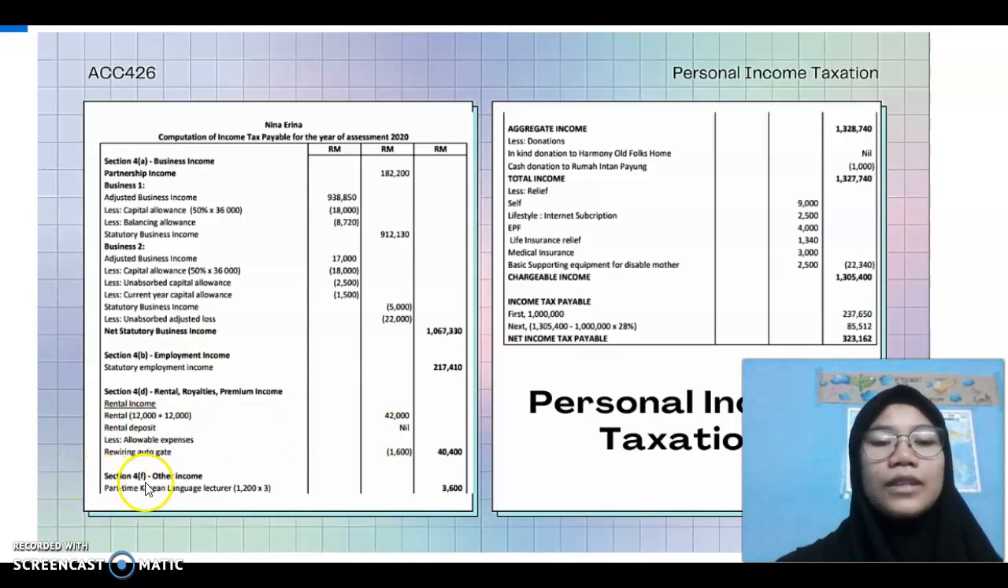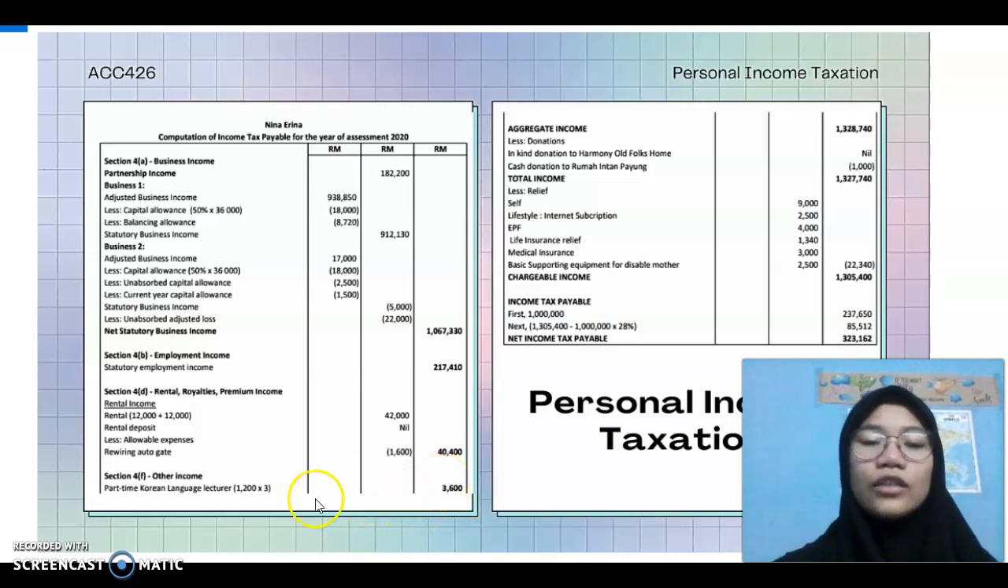Section 4F is other income, where here Nina Arena becomes a part-time Korean language lecturer for 3 months. This is the amount of the payment that she gets through the part-time work, and this is the added up amount from this one.